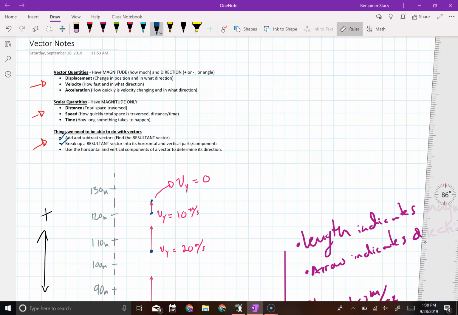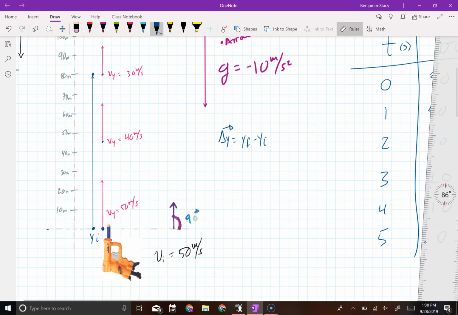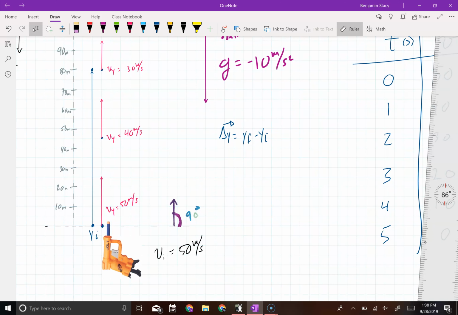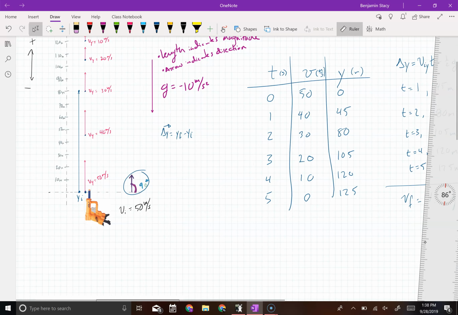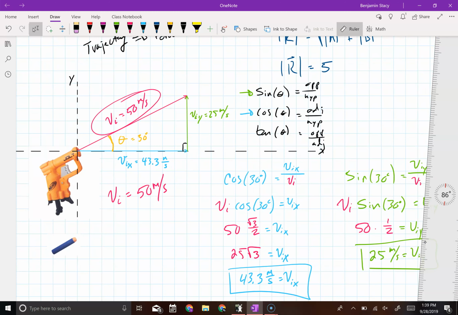The last one is to use the horizontal and vertical components of a vector to determine its direction. This one only has one part to it. It's all vertical, so the direction is very easy to determine. If everything's vertical, it's 90 degrees, or minus 90 degrees. If everything's horizontal, like if it's launched horizontally off the edge of a table, then the angle is 0 degrees, or you could say 180 degrees or minus 180 degrees, depending on what direction you're calling the 0 degree direction. But in a situation like this, we need to make sure that we can figure out what the angle is.